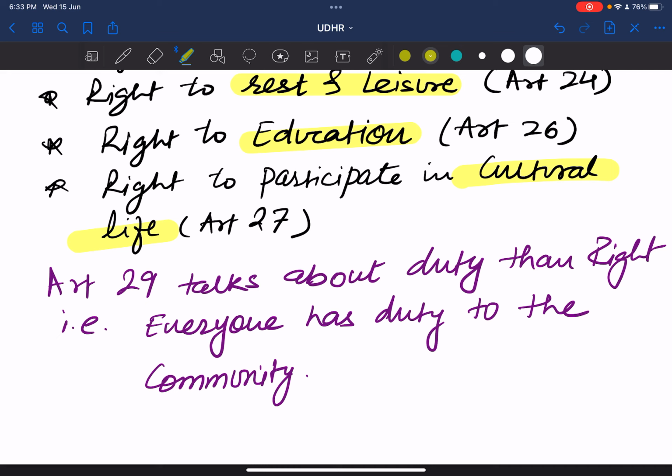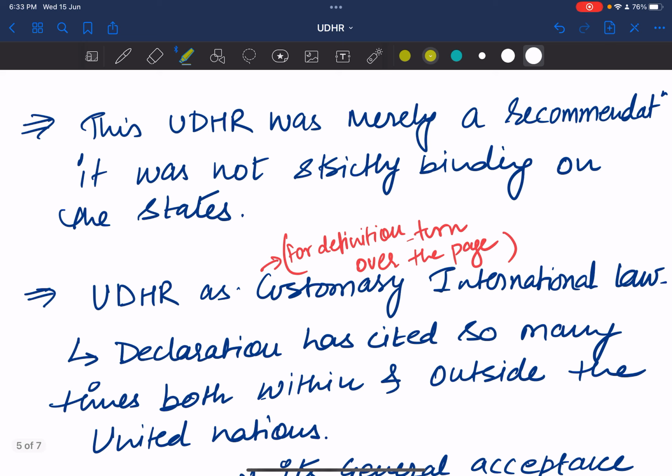Apart from these rights, there is Article 29, which does not talk about any right, but it talks about duty. Duty of what? Everyone has duty to the community. So that means the UDHR is not just talking about rights, but there is an article which is talking about duties as well.